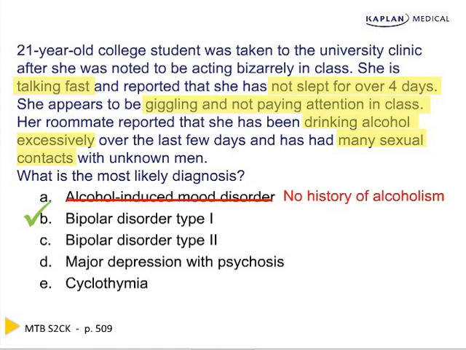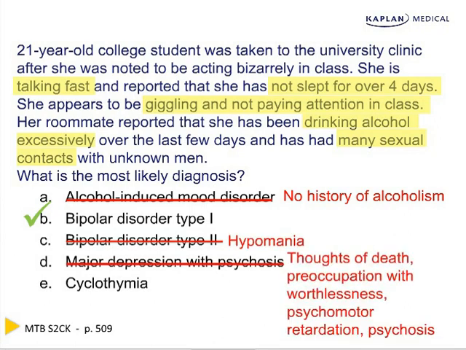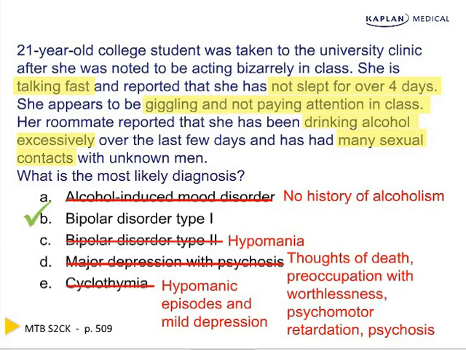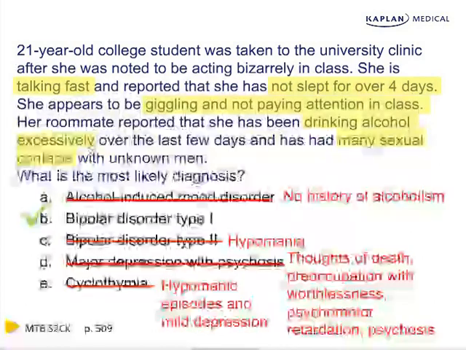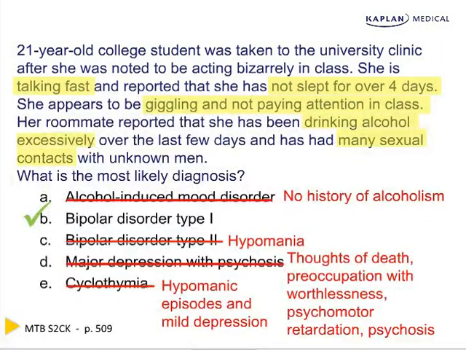Not alcohol-induced mood disorder. There's no history of alcoholism. It's not hypomania. This is severe. And she doesn't have those psychotic symptoms. So it's not going to be anything with psychosis. And we haven't discussed cyclothymia yet, but it's not hypomanic episodes and mild depression. It's definitely mania, and later on this might be precipitated from being treated for depression. But for right now, all you need is the mania. You know it's bipolar disorder type 1.